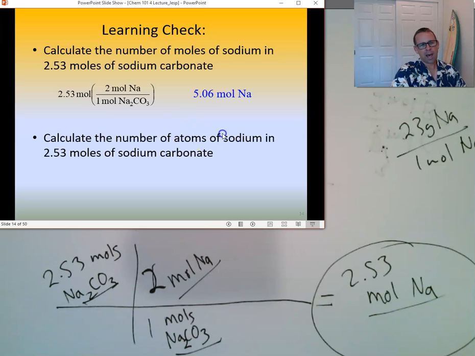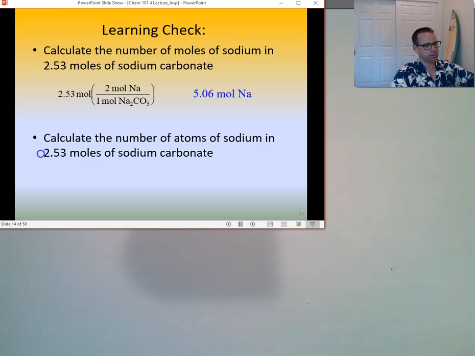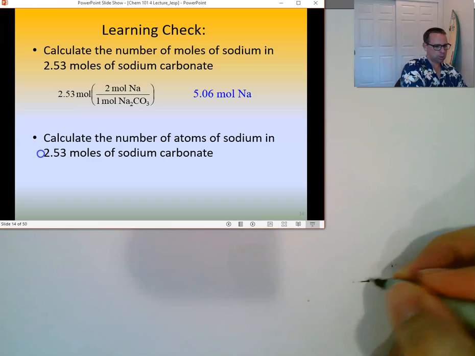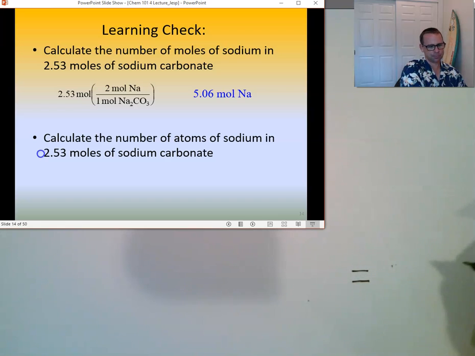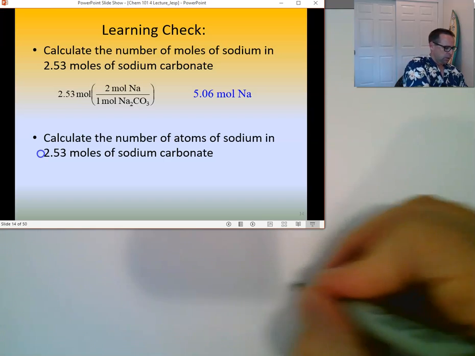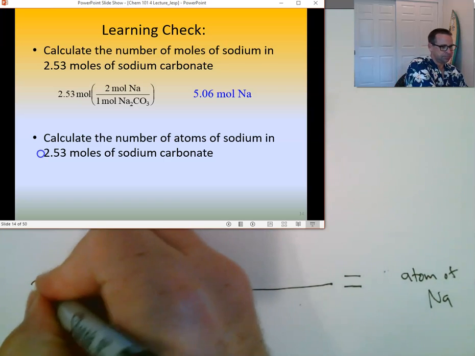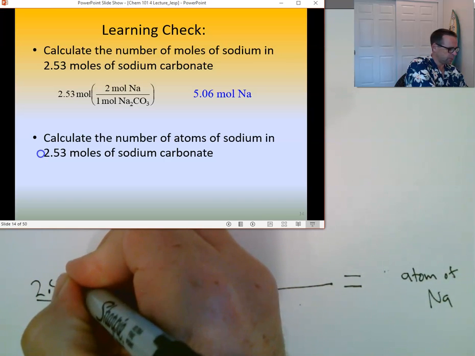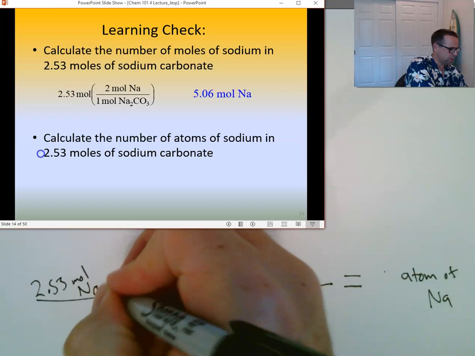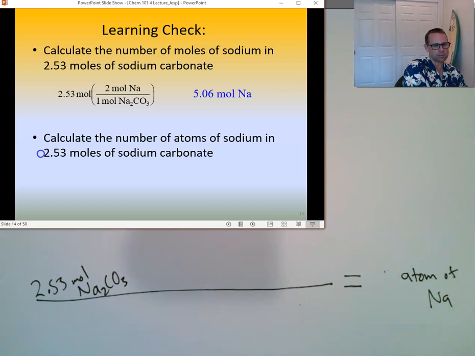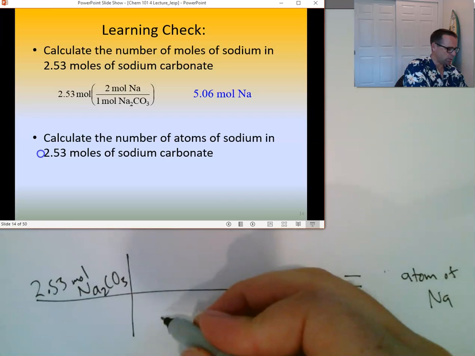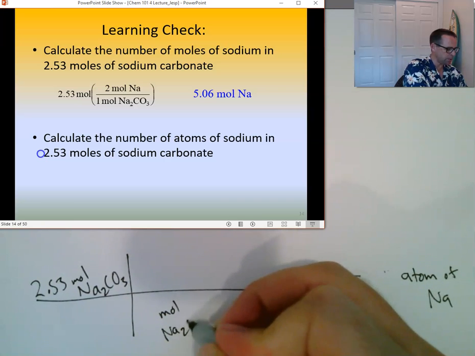Calculate the number of atoms of sodium in 2.53 moles of sodium carbonate. What goes to the right of the equal sign now? Atoms of sodium. Very good. What are we going to start with? 2.53 moles of sodium carbonate, that's Na2CO3. So I know that moles of sodium carbonate goes down here.